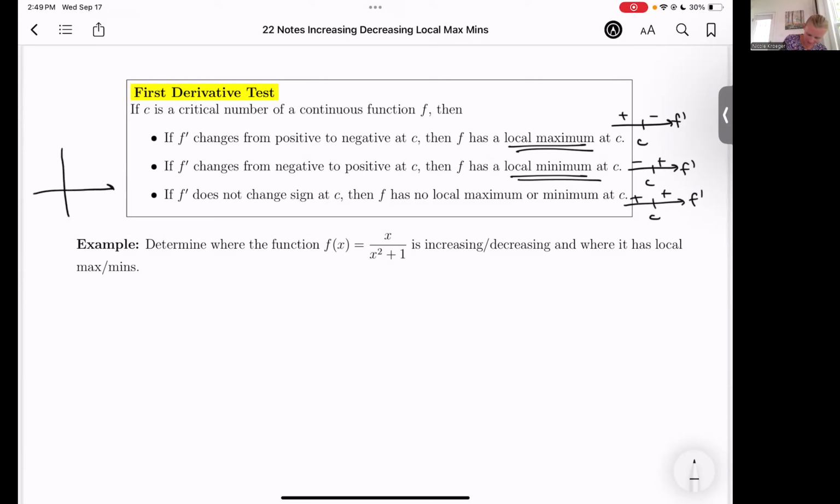An example of that last scenario would be a function that does something like this, where the derivative is 0 at this point, so we have a critical number at that x value, but the function does not change from increasing or decreasing there. It's increasing and then it continues increasing. Okay. So in the next video, we'll do 2 more examples of using the first derivative to determine where the function is increasing and decreasing.